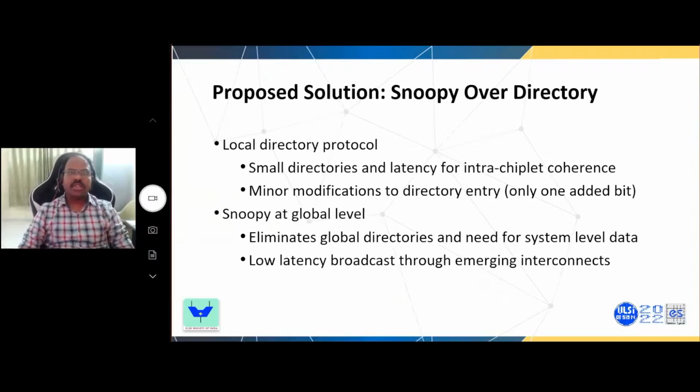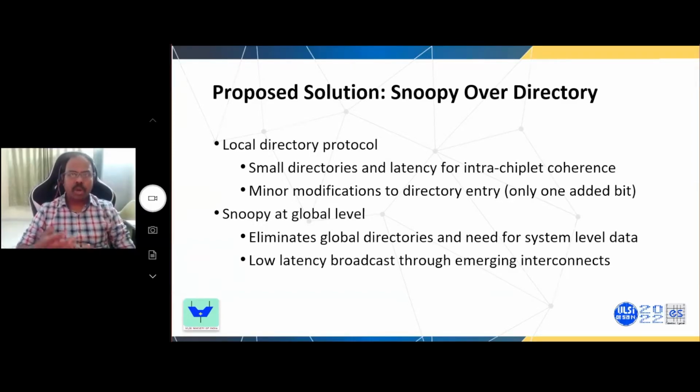So the primary advantages of the Snoopy over directory protocol over existing protocols, either hybrid, hierarchical, or conventional protocols, is that the local directory protocol is implemented only within each chiplet and is only responsible for maintaining coherence within the chiplet. Thereby, the directory requirements are pretty small and are only limited to the cores within the chiplet. Irrespective of the number of chiplets and the number of cores in other chiplets, the presence of the block in other chiplets is encapsulated using only a single additional bit, thereby requiring very minor modifications to the directory implementation or the directory protocol within the chiplet.